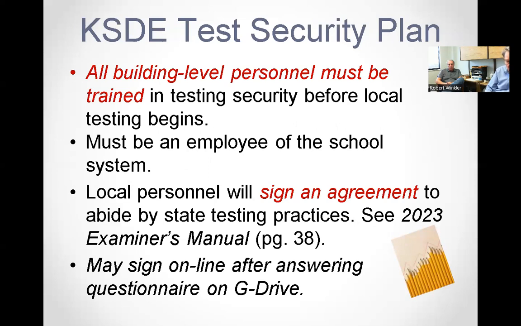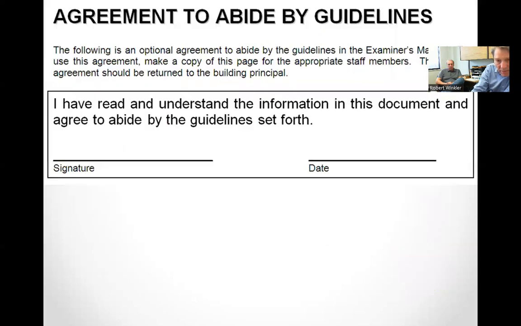All right, review. All building level personnel must be trained in test security before local testing begins. Proctors must be an employee of the school system. They must sign an agreement either electronically or on paper. And most of you will just have your staff do this after answering a questionnaire on the G Drive. This is what the paper copy looks like.